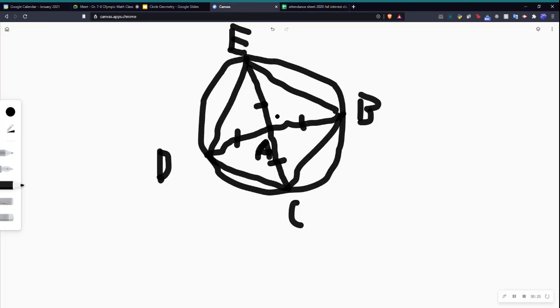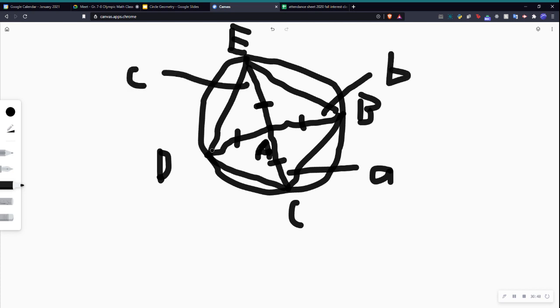So yeah, we connected center A to each of the 4 vertices. We notice that these are all equal in length because they're the radius of the circle. Now we're gonna name some angles. Call this angle A. Let's call this angle B. Call this angle C. And we'll call this angle D. Okay, so we have this. Now we're going to do some angle chasing.